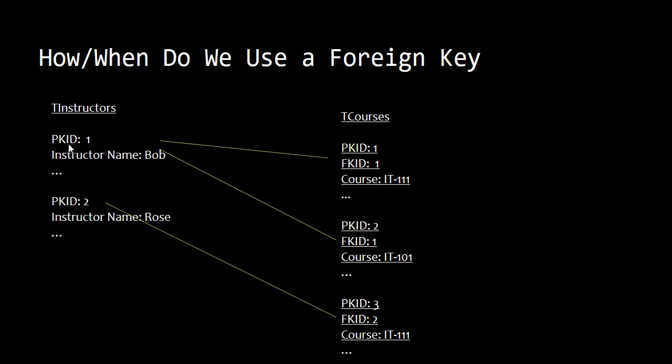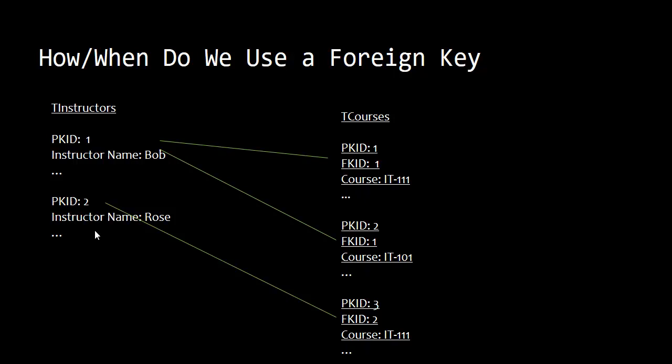Okay, so then we have an instructors table. We have a PKID 1 that represents the instructor named Bob. I put a little ellipsis right there that represents all the other fields, or columns, I should say, within that particular row too. Okay, we have another row with a primary key of 2. The instructor name is Rose. All right, so what are we saying here?